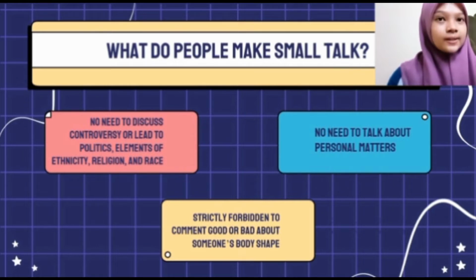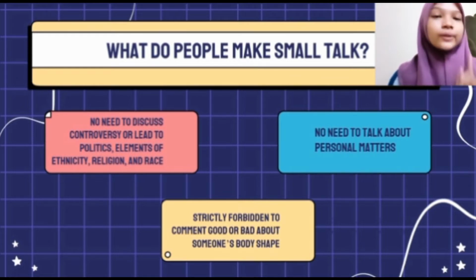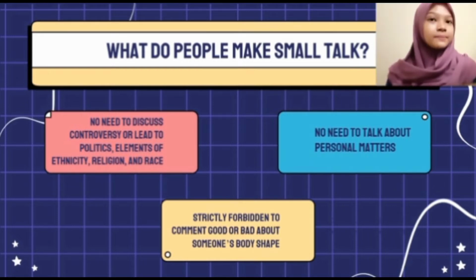For the second, it's permissible to praise someone's appearance, but it's strictly forbidden to comment or talk good or bad about someone's body shape, because body shaming is bullying and it can affect a person psychologically. So if you want to start a small talk, you can lead to topics that are fun and useful.